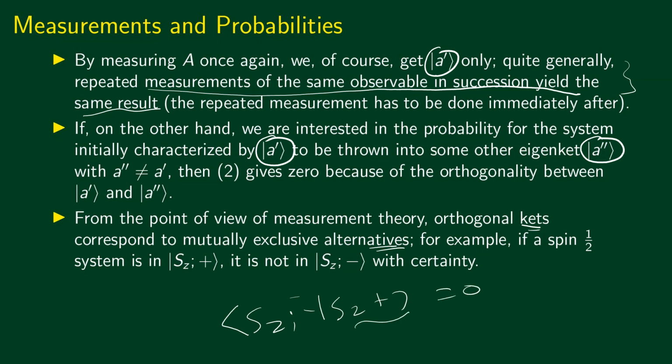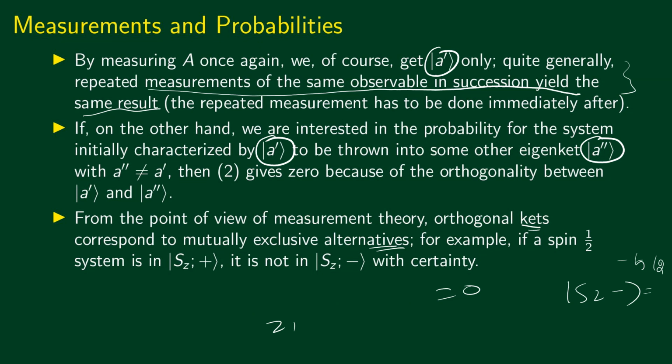Okay, so if it's in the state Sz plus, you are not going to measure minus h bar by 2 for the z component of spin. These are mutually orthogonal, or mutually exclusive. Or if it's in the state Sz minus, and you are measuring Sz, you are always going to get minus h bar by 2. You are never going to get plus h bar by 2. There's no possibility for that. There's no probability for that. The probability is 0. Right?